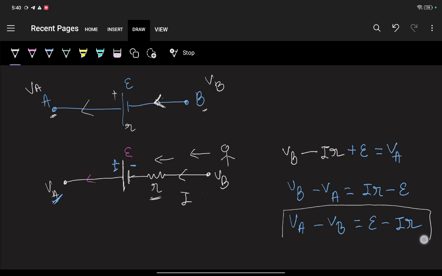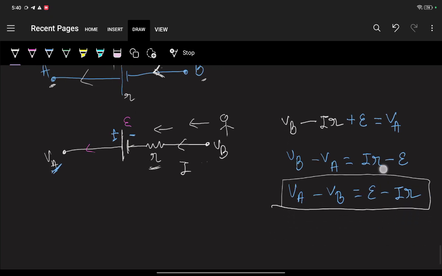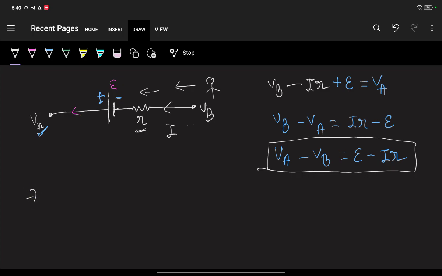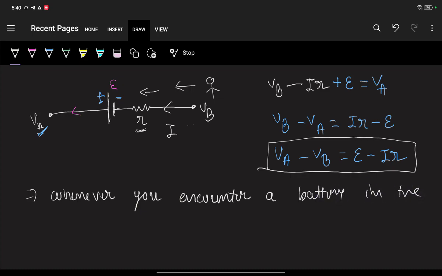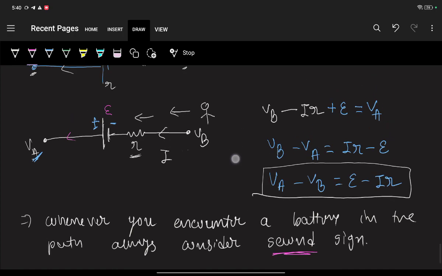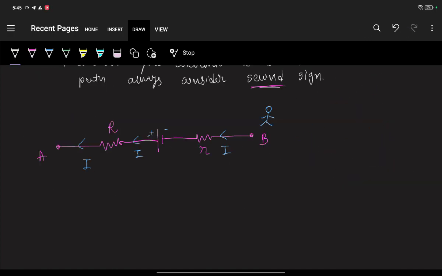Understood? Do you want me to write this in words? Whenever you encounter a battery in the path, always consider the second sign. Always consider the second. So in this path, we need to write VB minus VA, right?